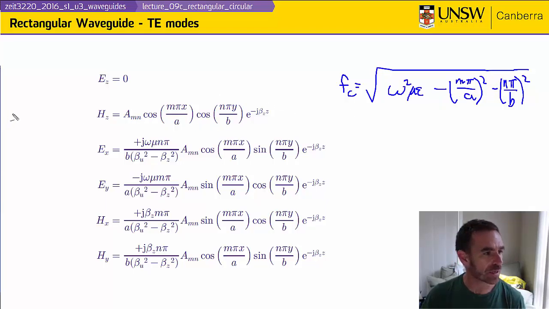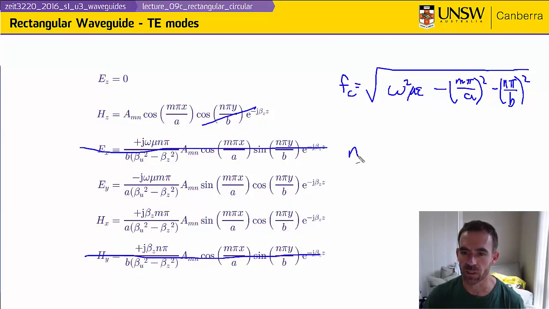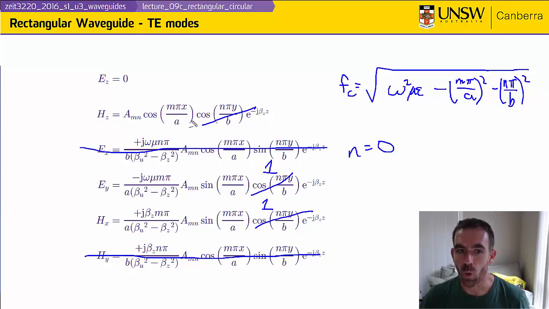So if I come over here, n equals 0 makes this entire term go away. Right? So we're doing n equals 0, and m equals 1, then n equals 0 makes this term go to 1, and this term go to 1. Okay? And when I have the m equals 1 come into play, I've got cosine pi x over a for the z component, sine pi x over a for the y component of E and the x component of H.